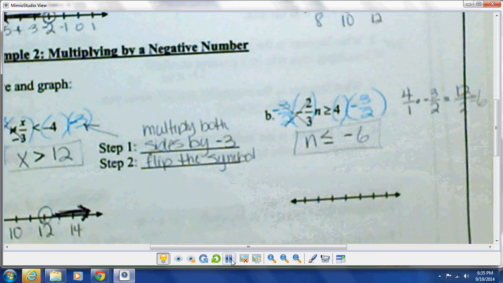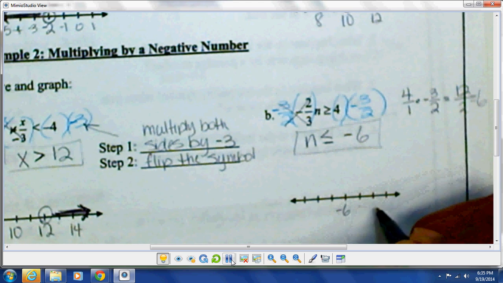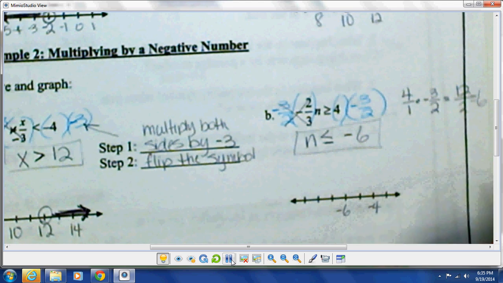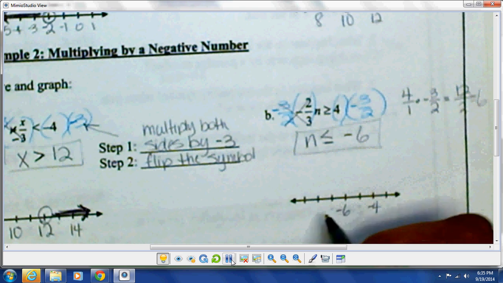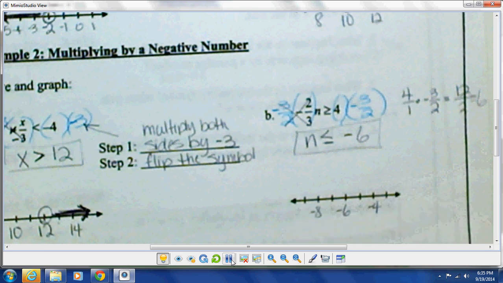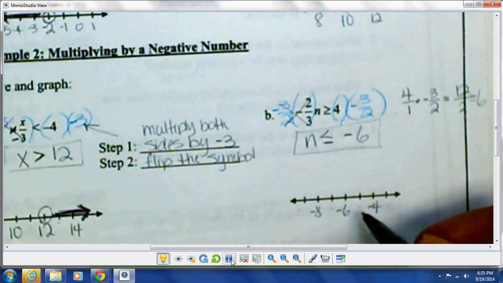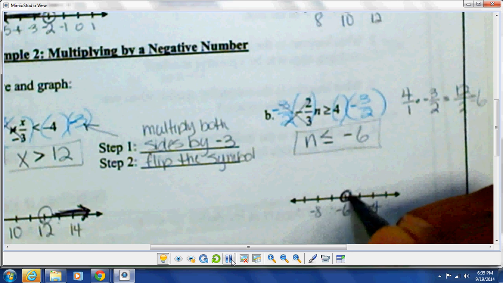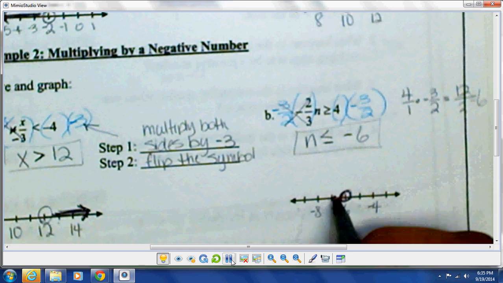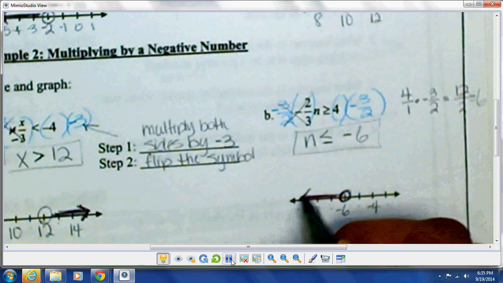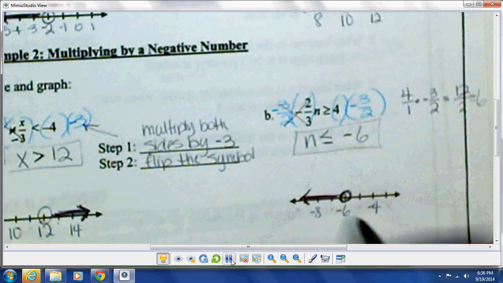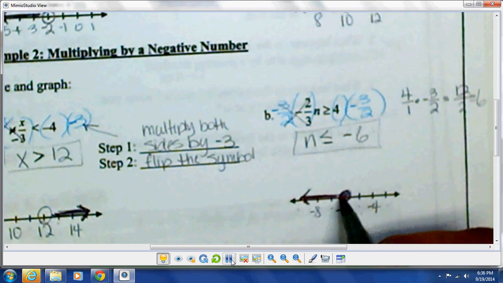Now let's graph. -6 goes in the middle. That's -5. That's -4. That's -3. So this is -7. This would be -8, -9, so on. So we need a circle at -6. It's going to the left. And since we have the equal to part, close your circle in.